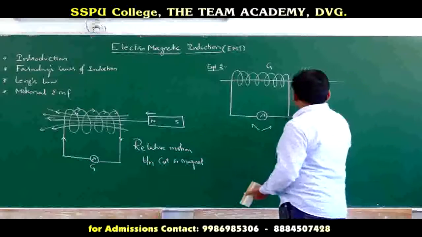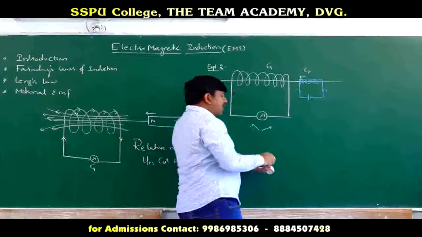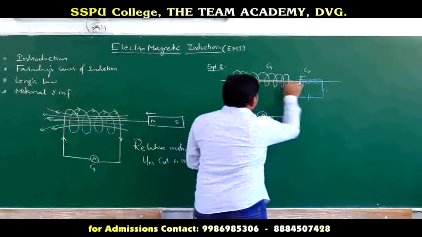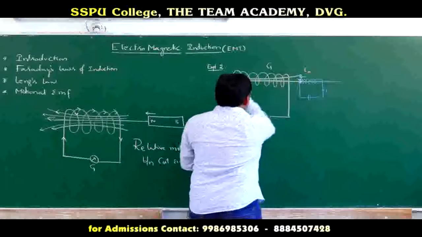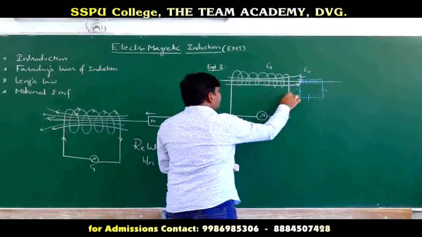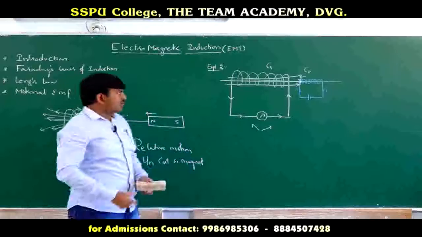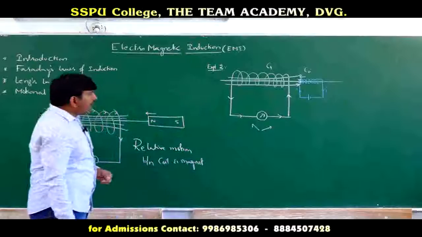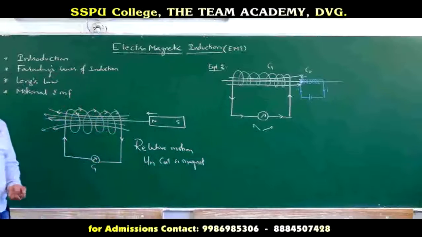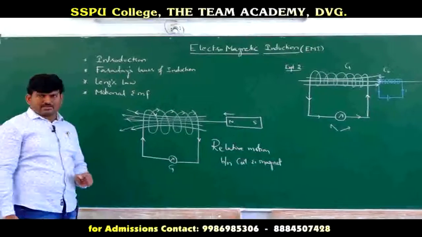So here, because of this one, the current is passing like this and it is going like this. So the magnetic field is like this, and it is increasing, therefore the induced field should be in the opposite direction, like this. Okay, now. So these are the two experiments, and one more experiment we have to discuss, which will give a clear picture about this electromagnetic induction.